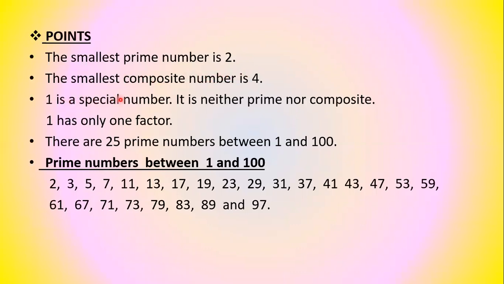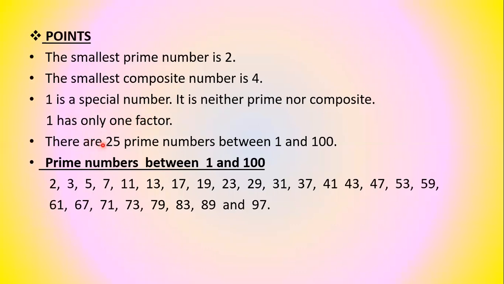And 1 is a special number. Why? It has only one factor. Only one 1 is 1. 1 is having only one factor. So it is called a special number. It is not coming under the prime numbers and not under the composite numbers. So it is neither prime nor composite. Neither prime nor composite means it is not a prime number and not a composite number. It is called a special number as it has only one factor.